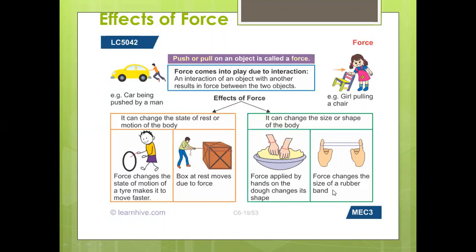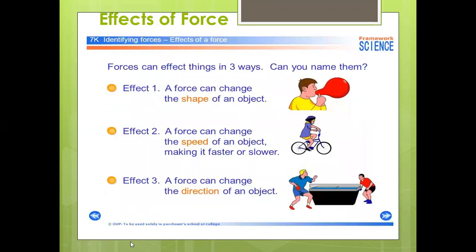When you stretch a rubber band, force is being applied and that changes the shape of the rubber band. Actually, the length of the rubber band increases. Again, over here, air is being filled in the balloon by this person. So force is being applied and that is changing the shape of the balloon. A girl is riding this bicycle. So the speed of the bicycle is increasing because the force applied by the girl in the forward direction is more.